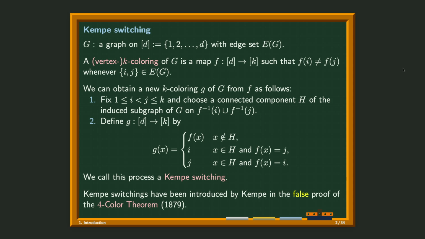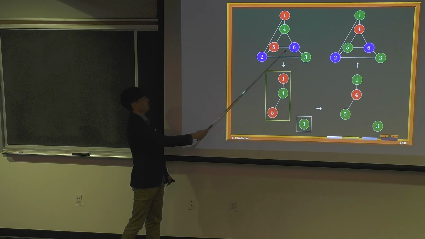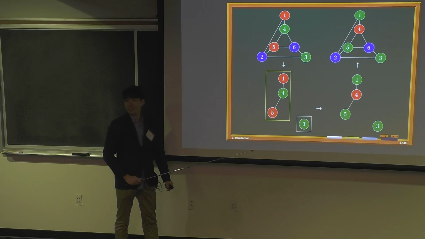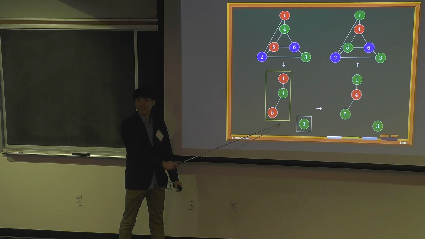So what is Kempe switching? This is the definition of Kempe switching. I want to explain this definition by this illustration. First we take one coloring. We start with these three colorings. Now we choose two colors, for example, red and green.